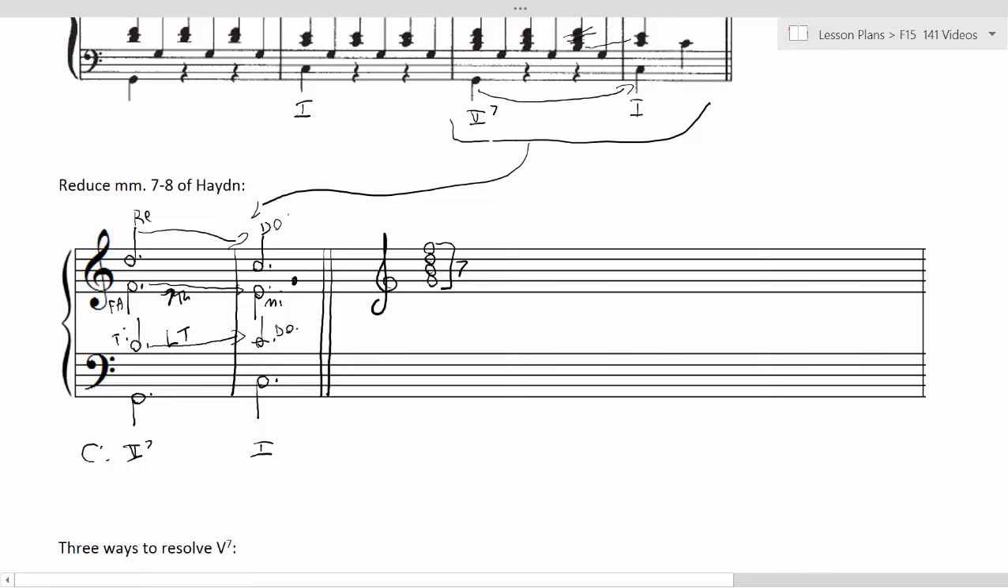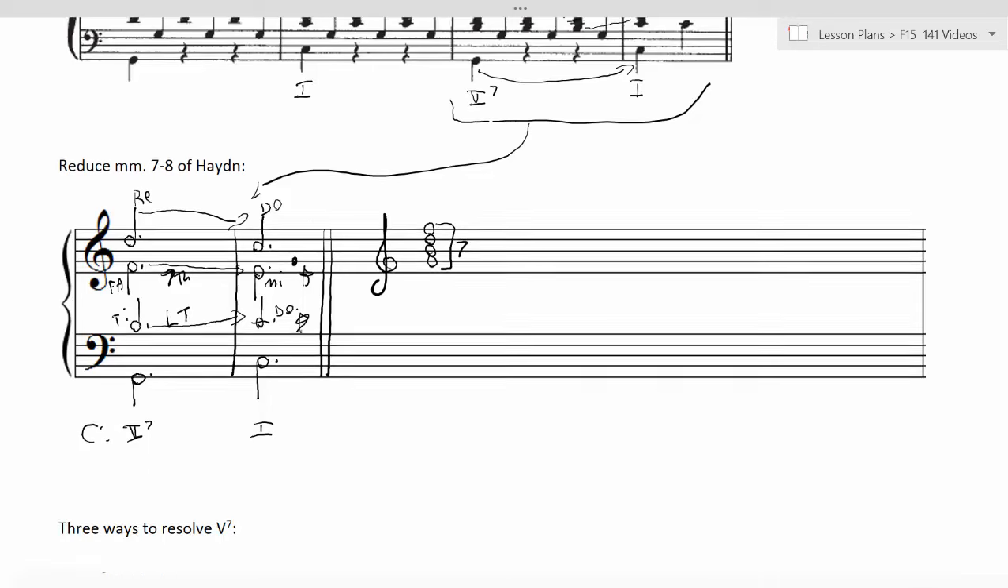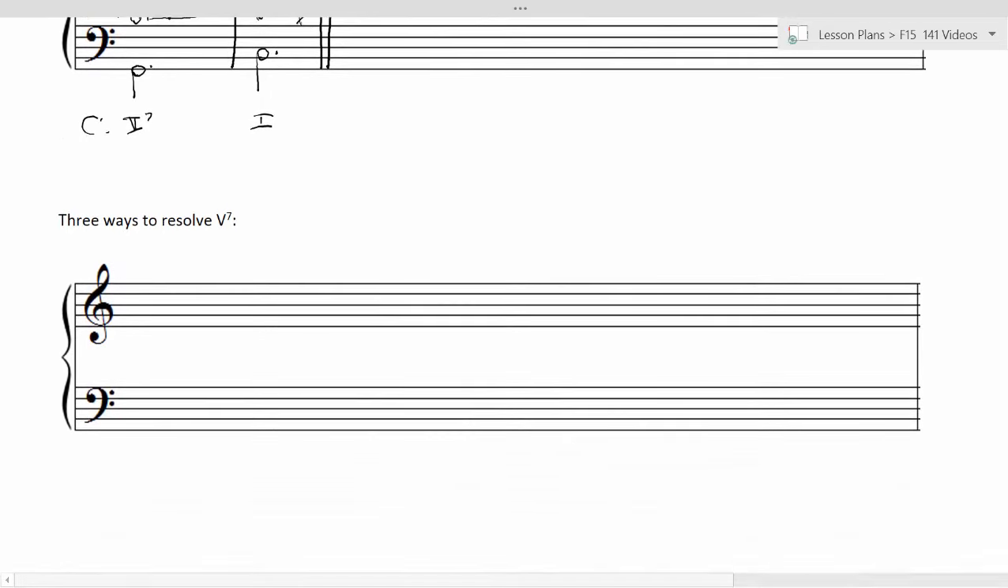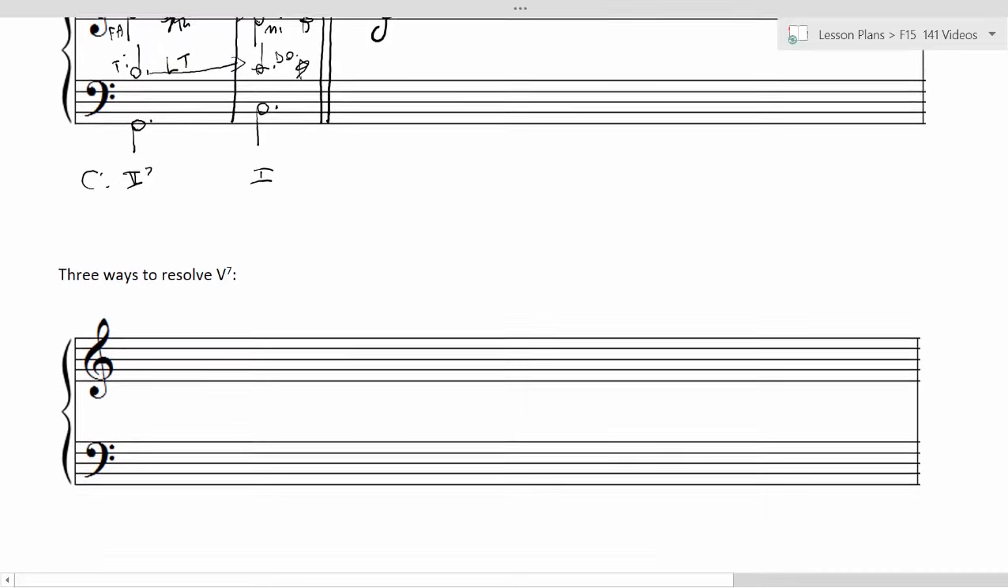The seventh of the chord must always fall, the leading tone must always rise, and this Re to Do is normal, but it's not a must. Okay, but it is normal, so you should get in the habit of doing Re down to Do. So it turns out then that there are 3 ways to resolve 5/7.